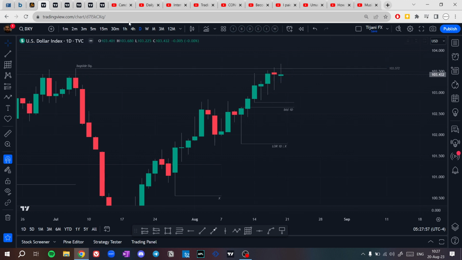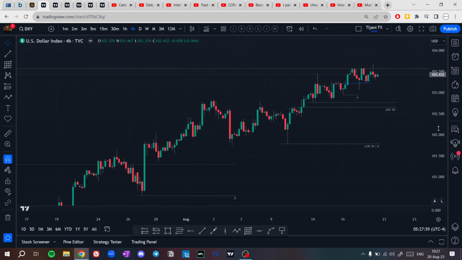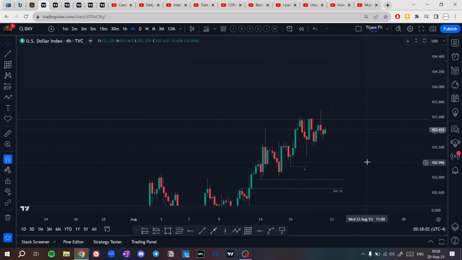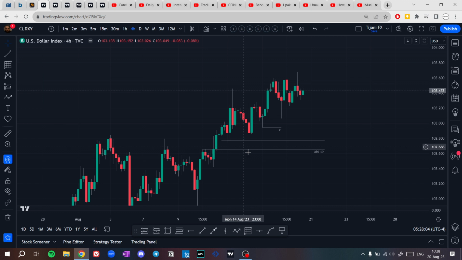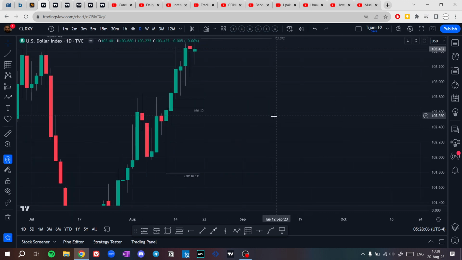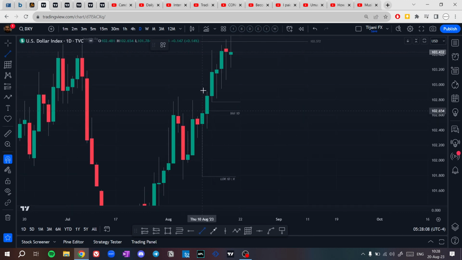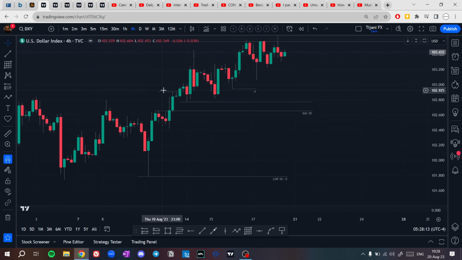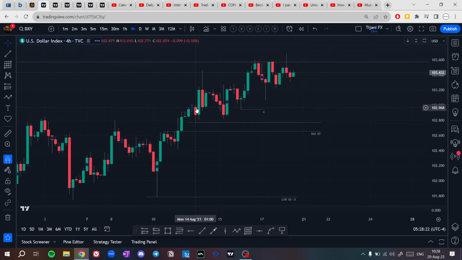So if we drop to the 4-hour time frame, we see a good trade with Friday. So this is Friday's high. You see this candle here, and price retraced a little bit, then it went higher. Then we have another retracement to this order block. Then price closed as a consolidation.